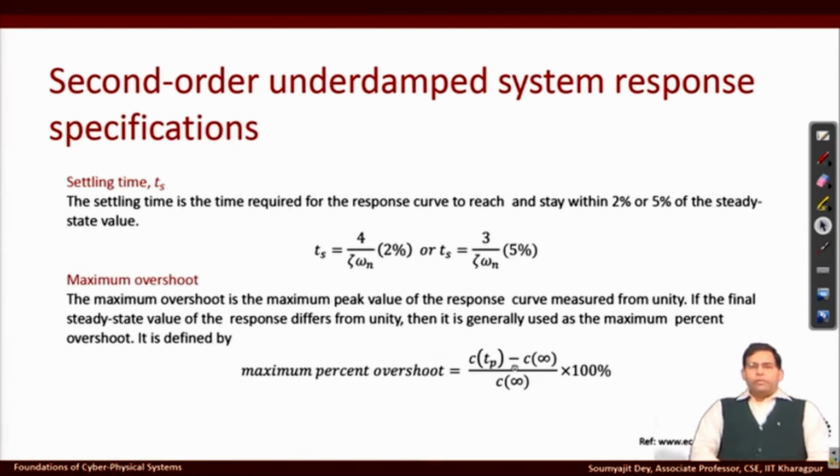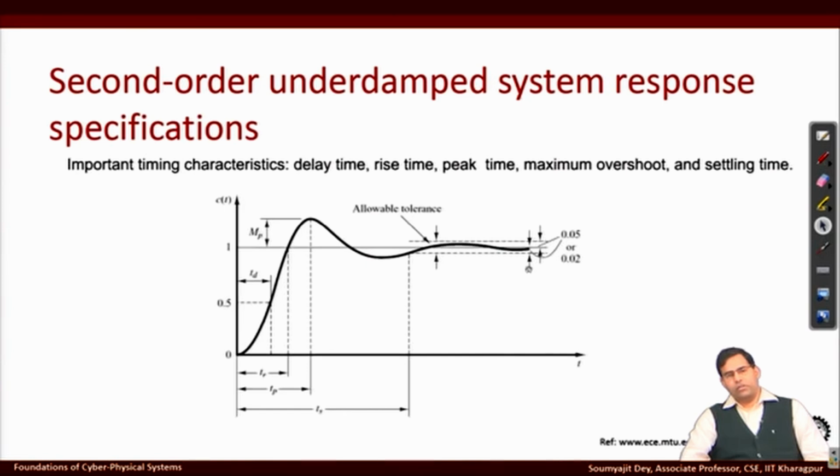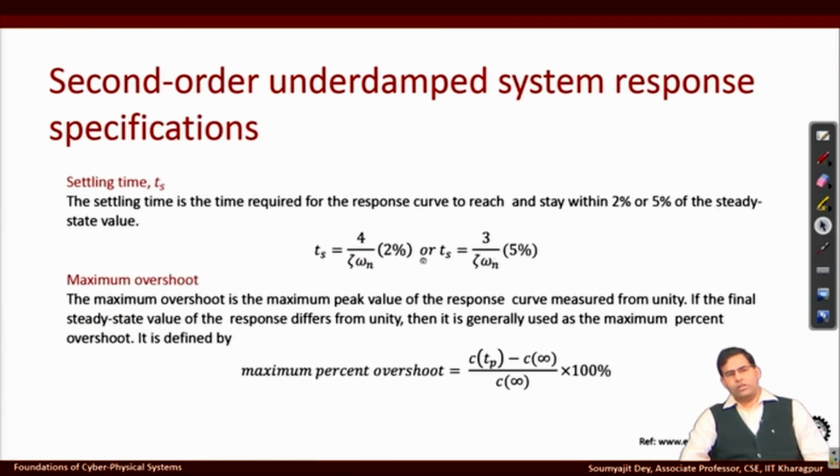And based on what your settling time criteria is, whether it's a 2% settling time, where you want the response to reach and stay within 2% of the final steady state value, or 5% of the final steady state value, you can actually calculate that corresponding time. If it is 2%, then it is 4 by zeta omega n. If it is 5%, it is 3 by zeta omega n.